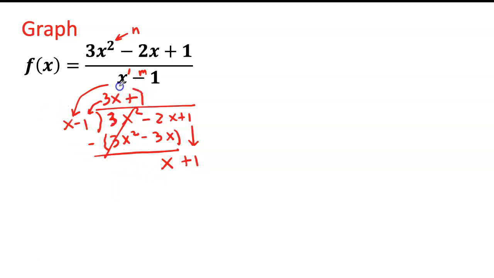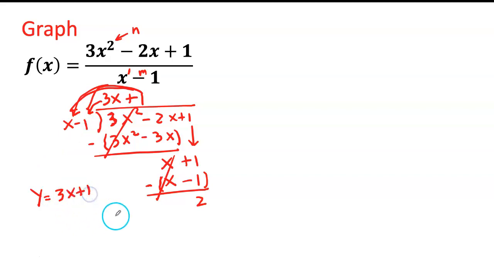And now I multiply back. 1 times x gives me x, and 1 times negative 1 gives me negative 1. Because I'm doing long division, I put parentheses here and subtract. x minus x cancels out. 1 minus negative 1 becomes positive, which gives me 2. So my answer, the quotient, is going to be my slant asymptote. Right now I have y equals 3x plus 1, and this is my slant asymptote. Next step.